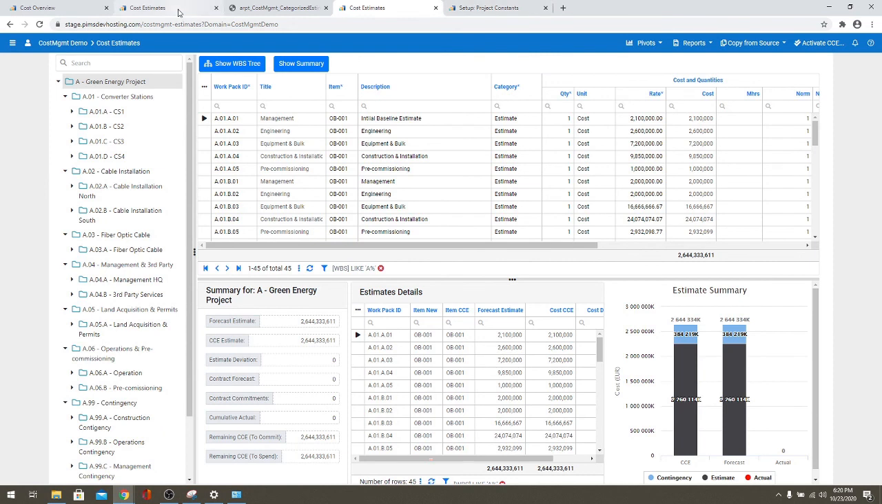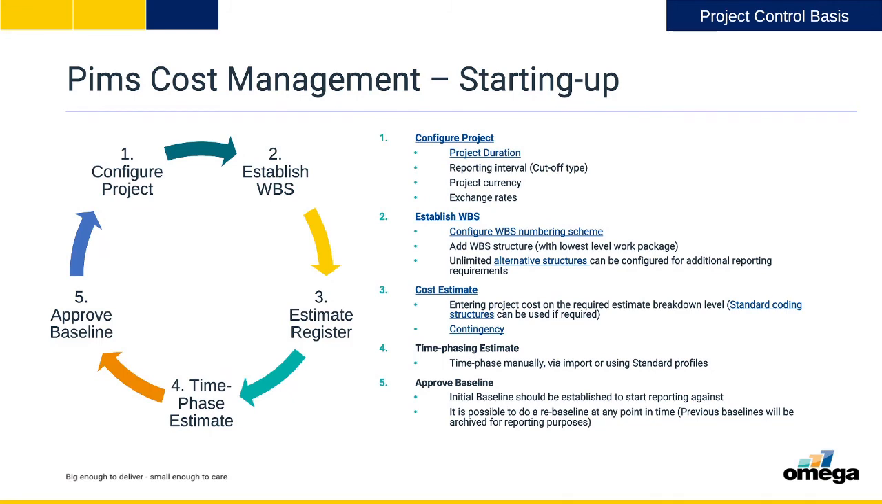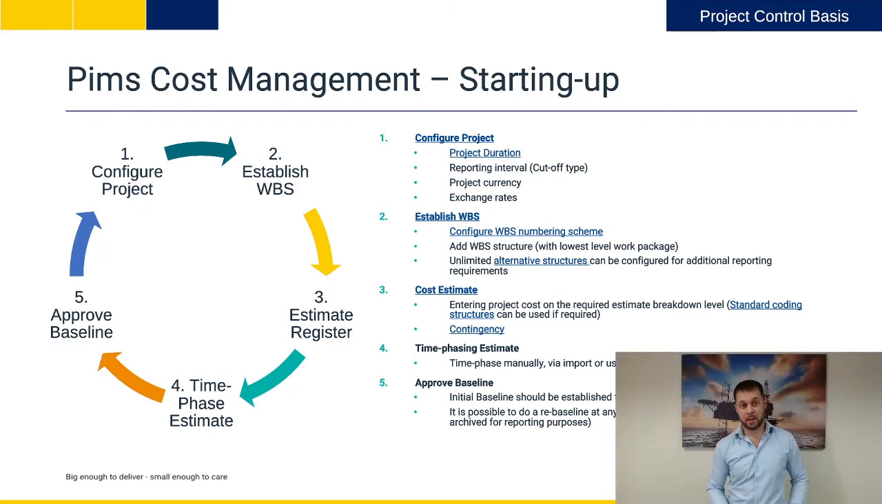Another way is, of course, to analyze via the pivots, as I mentioned, but the pivots reporting module is explained in my other video on our channel. And this is basically it. This is how easy you can set up, configure a project within a Pims cost management product, establish your WBS, populate your estimate, time phase the estimate, and approve the baseline. From there, you are then ready to report your cost and progress and analyze your data and focus on the forecasting.